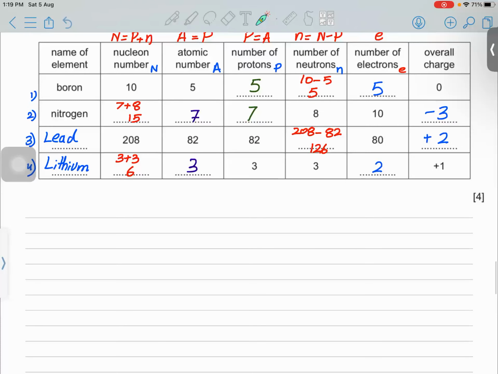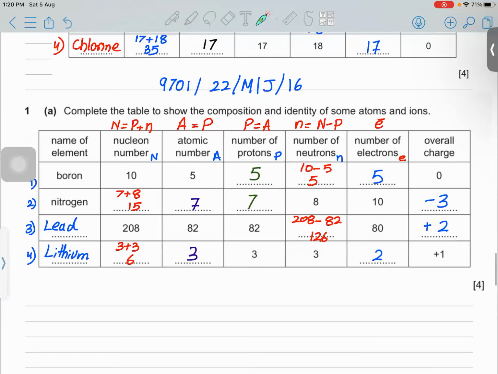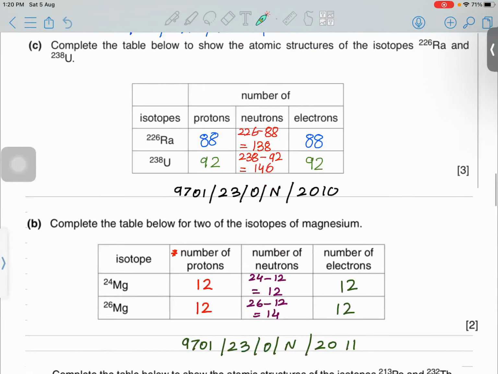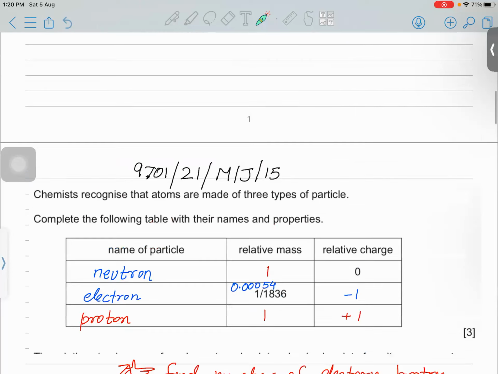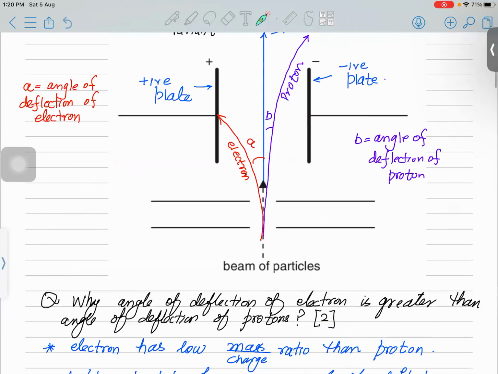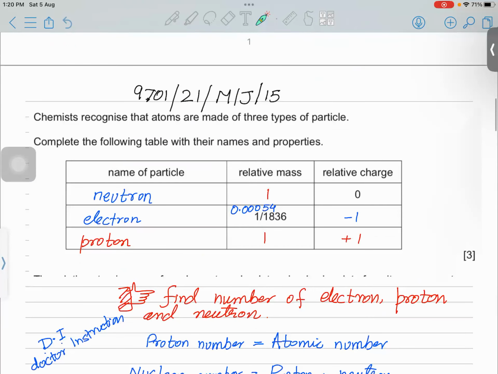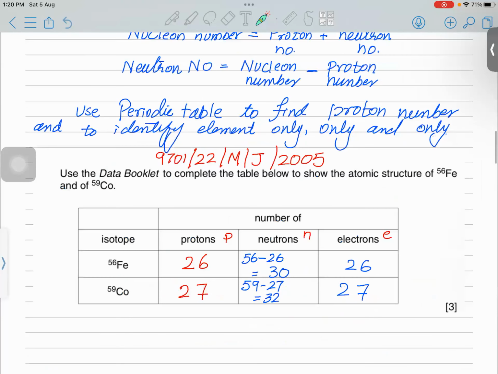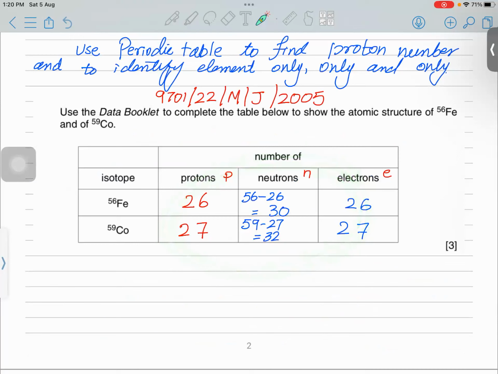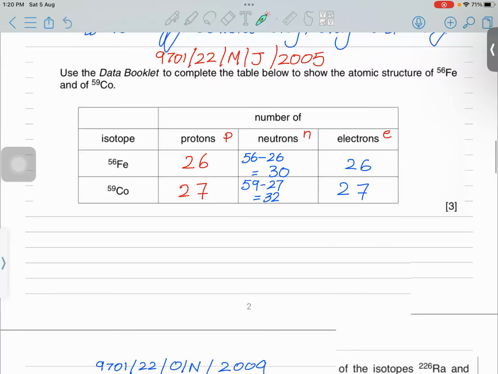Now this is all about the number of electrons and protons, all about the subatomic particles, right? Do you have any question regarding subatomic particles? We have discussed three things: the direction of subatomic particles, relative masses and charges, and how to find the number of electrons, protons, and neutrons. Yes, Vijay, do you have any question?